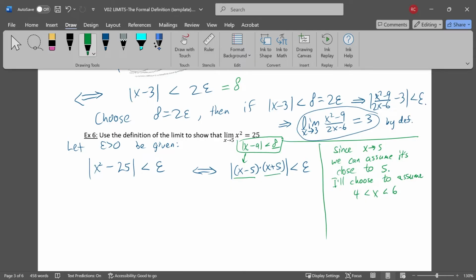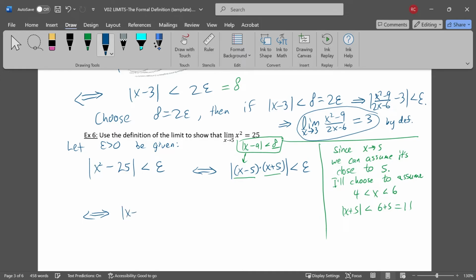My problem is the x plus 5. But since I know that x is between 4 and 6, that means I know what the biggest possible value for x plus 5 is, right? X plus 5's absolute value has to be less than 6 plus 5, which is 11, right? The biggest value for x is 6, so the biggest value I'm going to get for this absolute value is 6 plus 5.